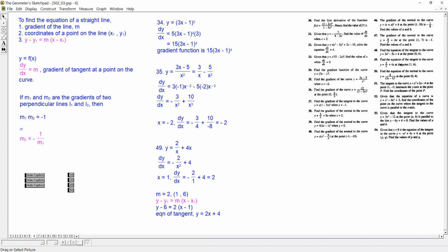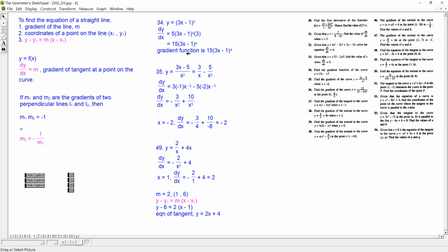So I read, find the equation of tangent to the curve y equals 2 over x plus 4x at the point (1, 6). So in this question, you are given the point, both x and y. So you don't have to find the y. Don't need to find y because it's given, right? So given both x and y, and you are asked to find the equation of tangent, right?